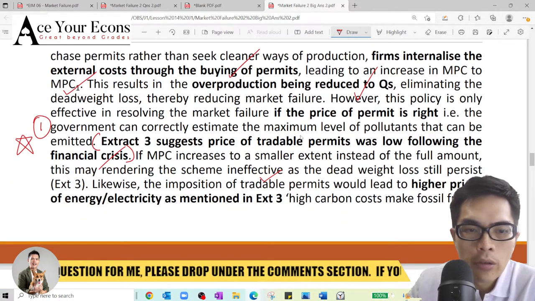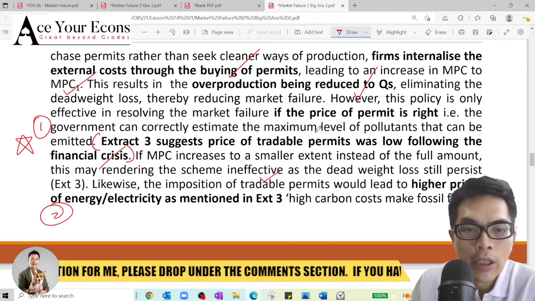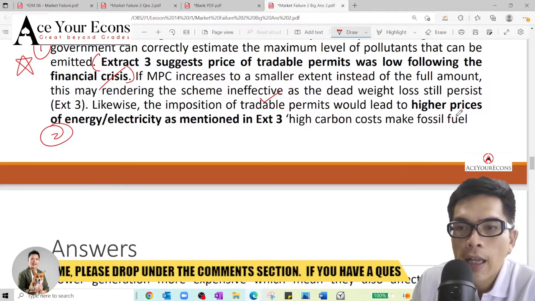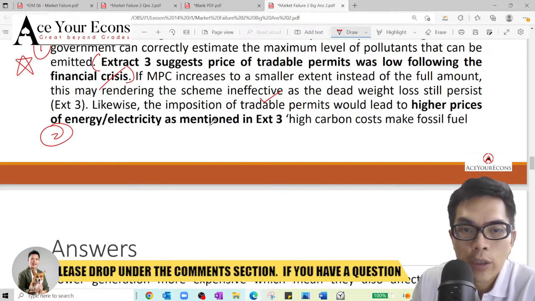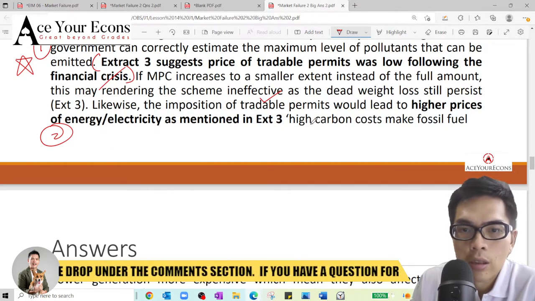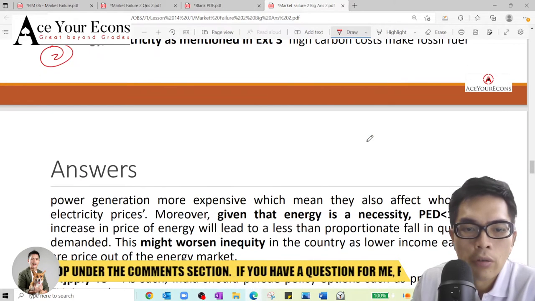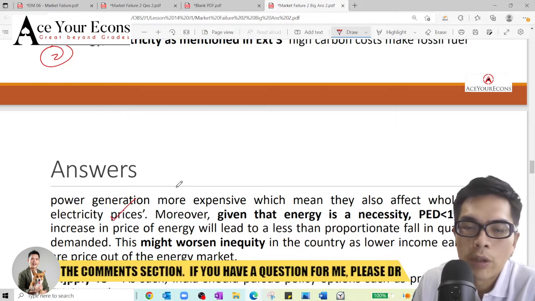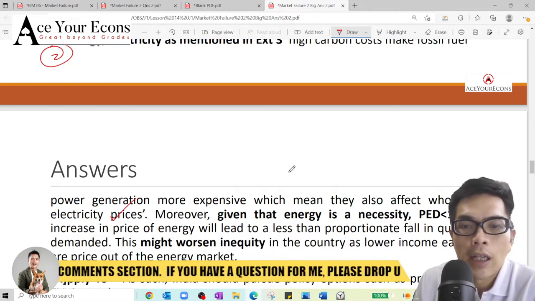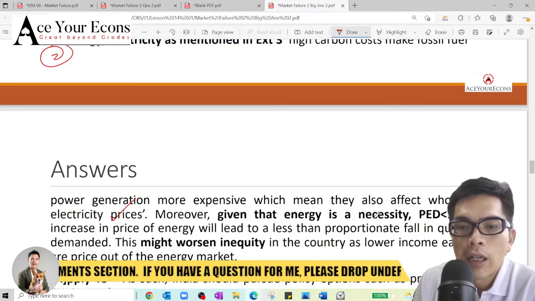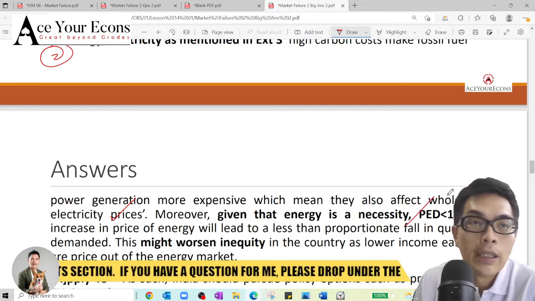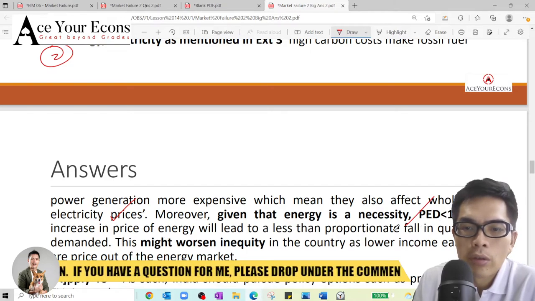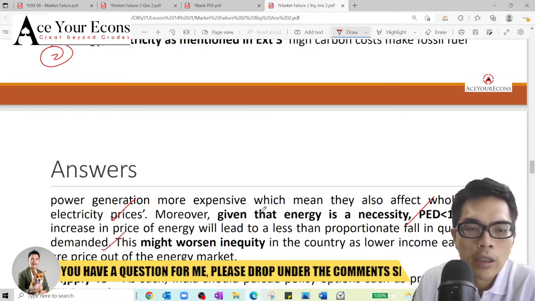The second way to talk about that is that it can result in inequity. Why? Because you can see the high prices of energy and electricity production. High carbon costs make fossil fuel more expensive, and this will result in a higher electricity wholesale price. So what is the significance of this? We know that energy is a necessity good, PED is less than 1. An increase in price will lead to a less than proportional fall in quantity demanded.